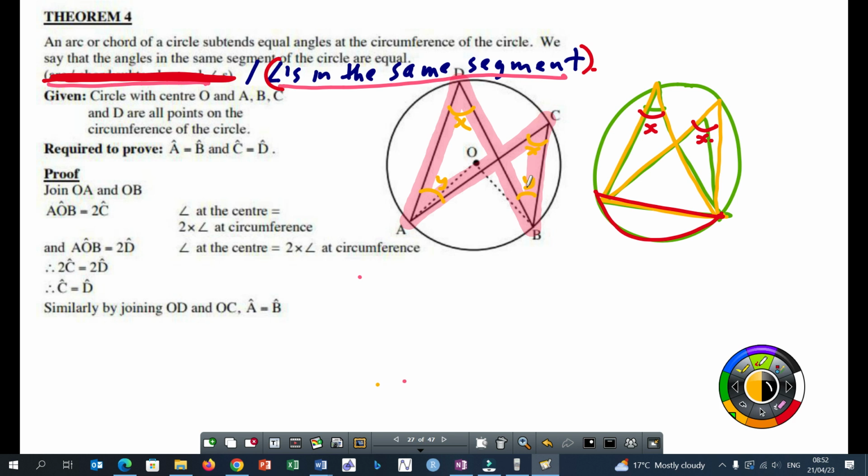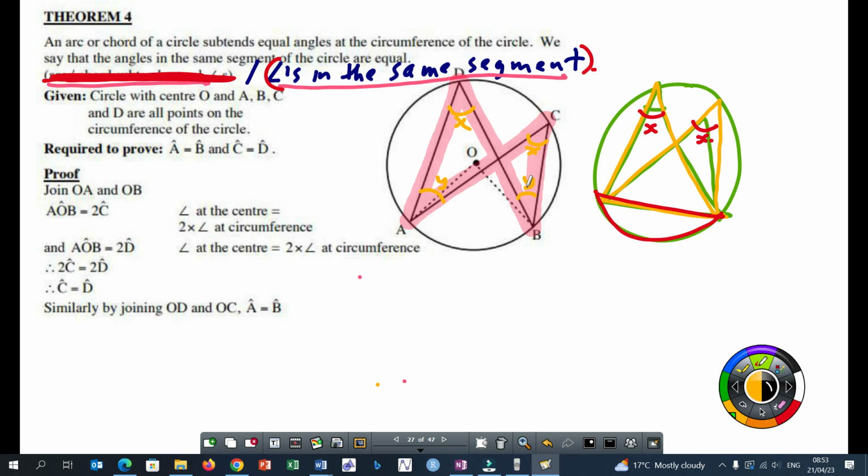The angles can only be equal if both are at the circumference. If one of them is not, then you can't use theorem 4. So if one of them is inside the circle, or if both of them are inside the circle, you cannot say they are equal. They can only be equal if they are both at the circumference.